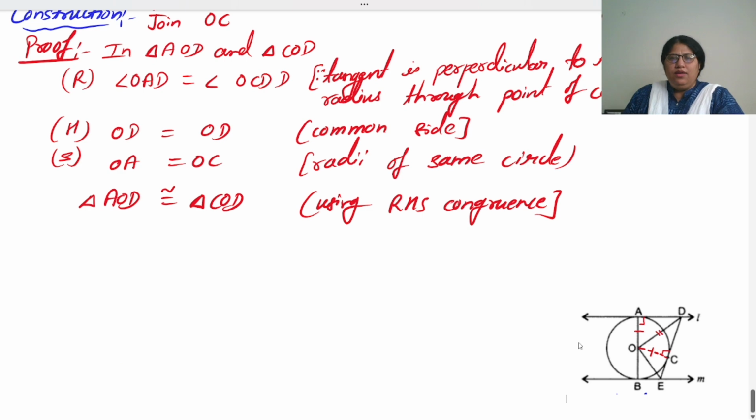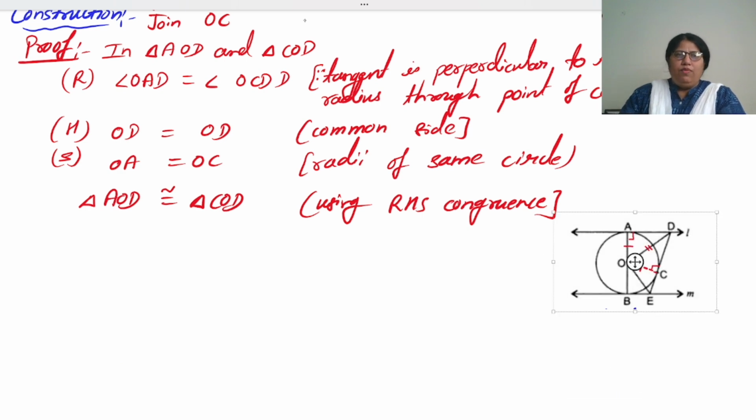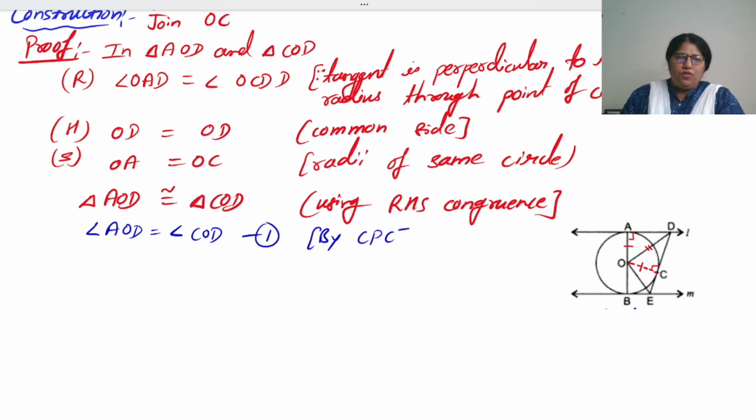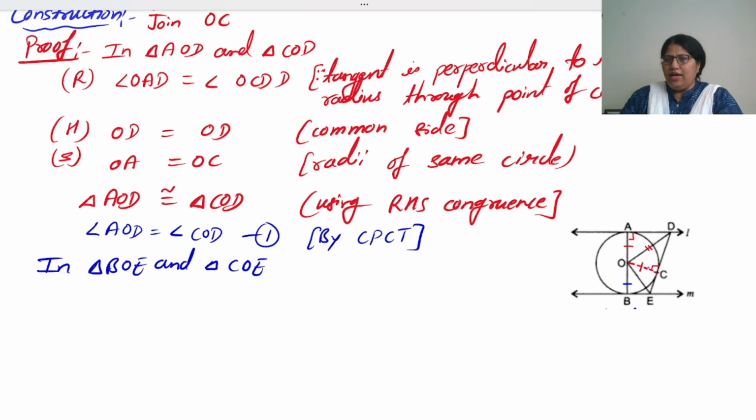Let me paste the figure here so that we can refer to it while proving. So what I am taking here, angle AOD is equal to angle COD. This is your first result. Corresponding parts of congruent triangles are equal. Now what are the other two triangles we are going to take? Triangle BOE and triangle COE. Again using the same criteria, because radii are equal. This is the common side, and the tangent is perpendicular to the radius. So again using RHS, can I prove that both the triangles are congruent?